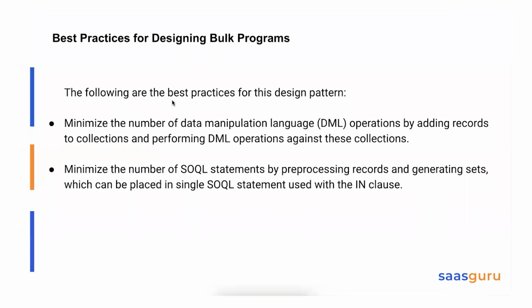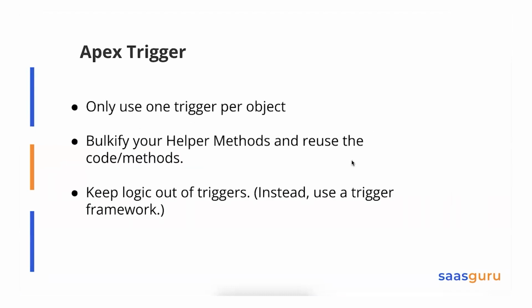For the bulk programs, some suggestions are minimize the number of DMLs and also minimize the number of SOQL statements. You can use the IN clause, like we have option while writing SOQL query. Instead of using record ID equal record ID, you can write IN set of record IDs. So these are some best practices for the bulk programs, like minimize the number of DMLs, always use the collection of DML statements, like you use the DML on the list.